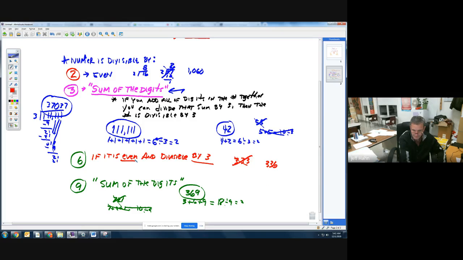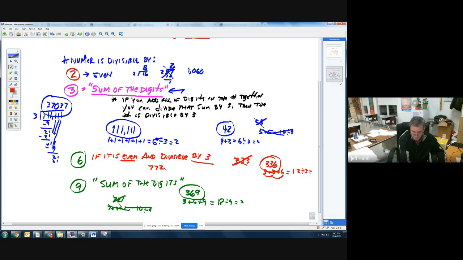Well, it fits the even thing, but I have to check and see if it's divisible by 3. So I take 3 and add 3 and add 6 to it. 3 plus 3 is 6, plus 6 is 12. Can I divide 12 by 3? Because I'm checking to see if it's divisible by 3. I can. So, because this is both divisible by 3 and it's an even number, I know that 6 goes into that.